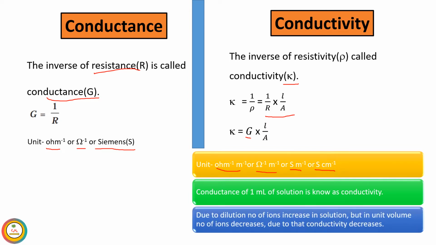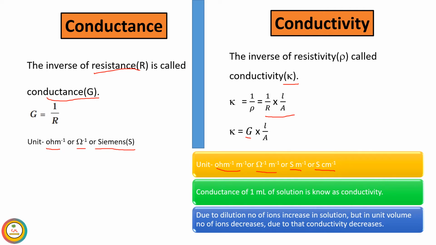The value of the conductivity depends on the number of ions present in a unit volume. Whenever we dilute a solution, the total number of ions no doubt increases, but the number of ions in unit volume decreases. So the conductivity decreases with increasing dilution.